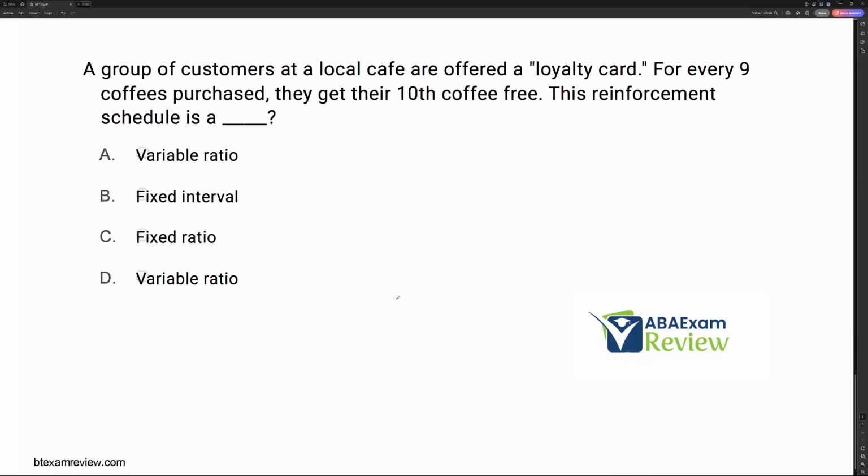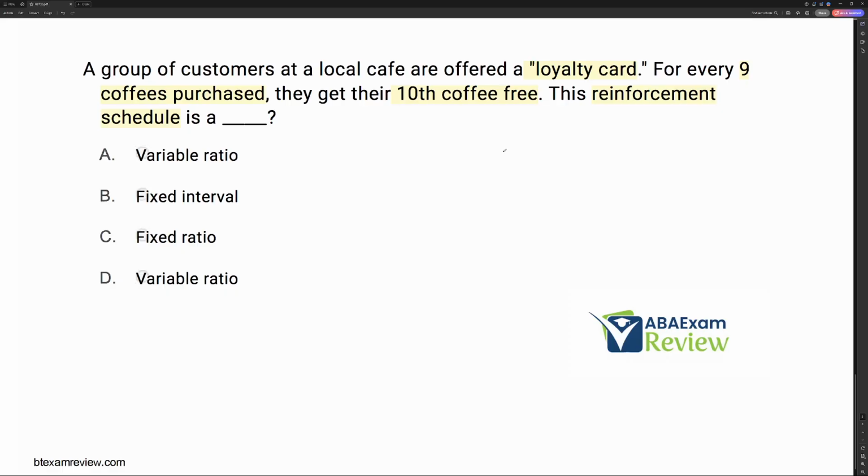A group of customers at a local cafe are offered a loyalty card. For every 9 coffees purchased, they get their 10th coffee free. This reinforcement schedule is a what? So we've got a basic reinforcement schedule question, and the reinforcement schedule looks like this. Customers come in, they have a loyalty card. When they purchase 9 coffees, they get reinforced with a free coffee. So every 9 coffees receives reinforcement.